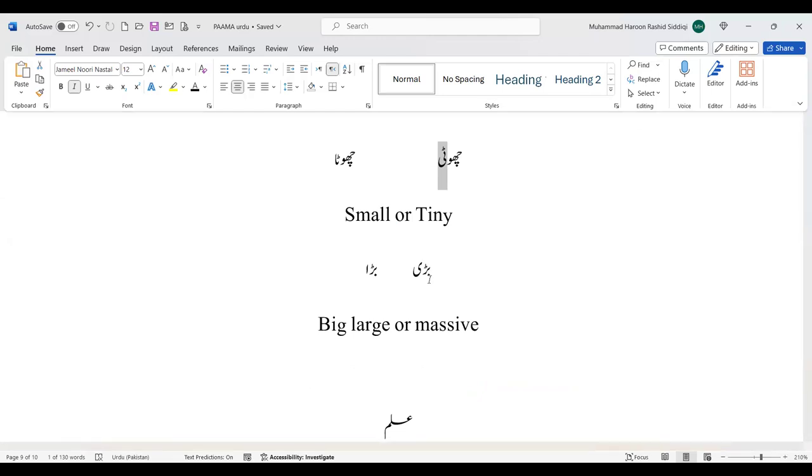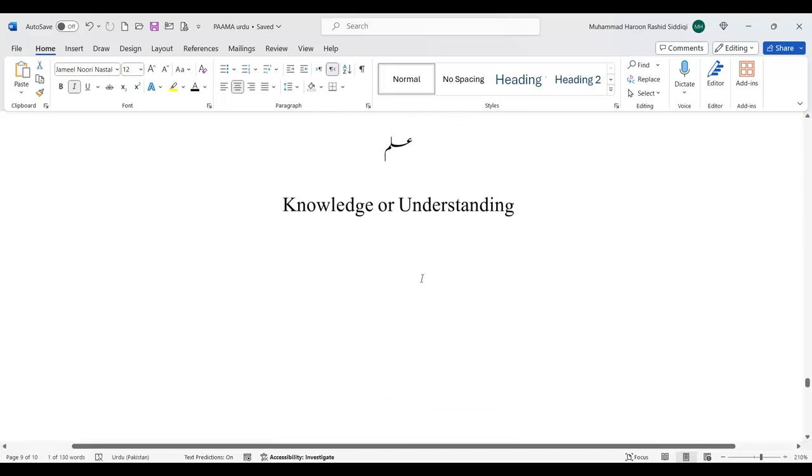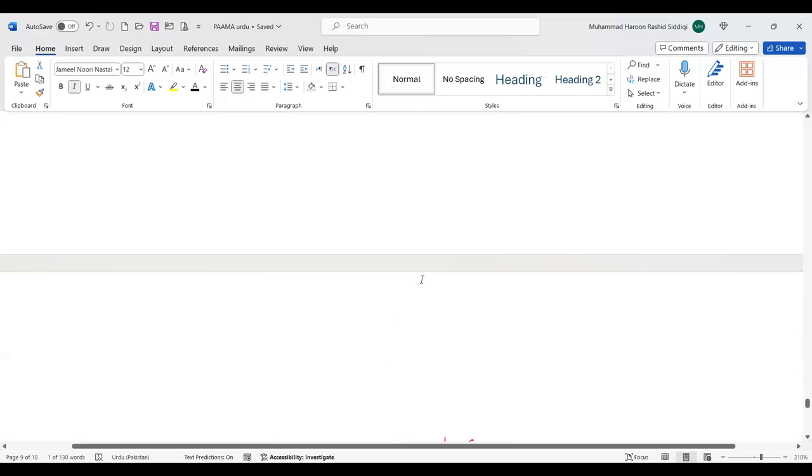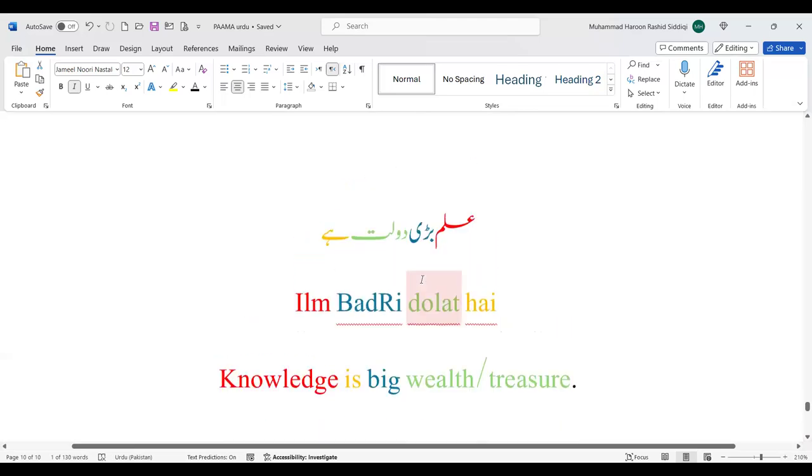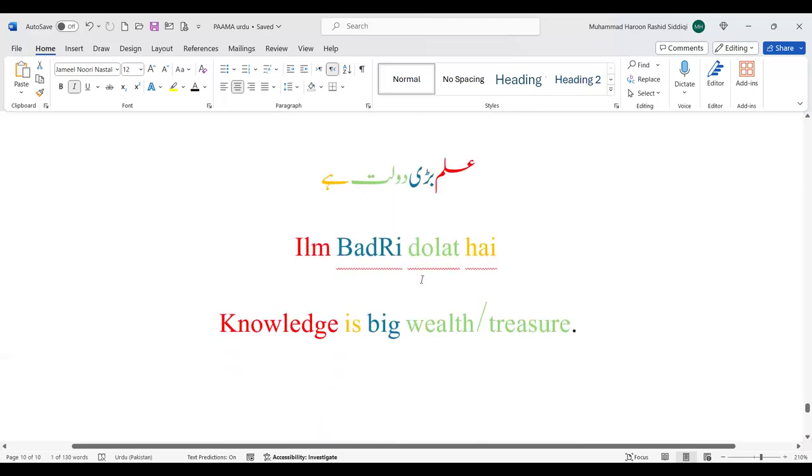So it's an object. It can be an object, it can be a human being, a living or non-living thing. Like dolat, hoti hai. Yeah, dolat, grammatically, is feminine. Dolat is not masculine, right? Wealth, treasure is not masculine, it's wo hoti hai.